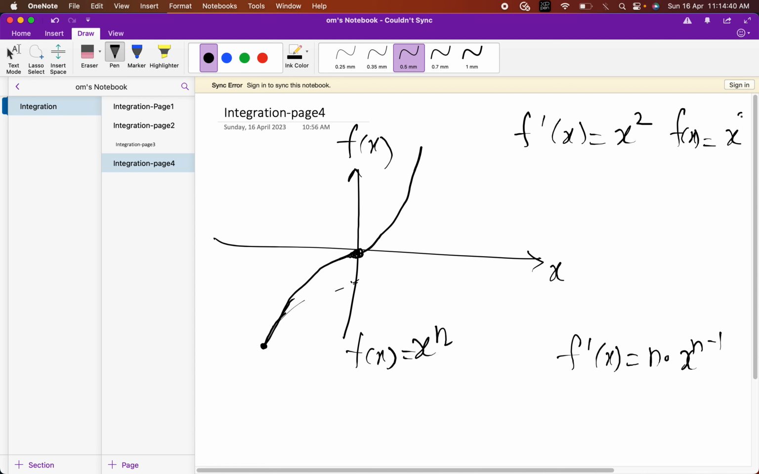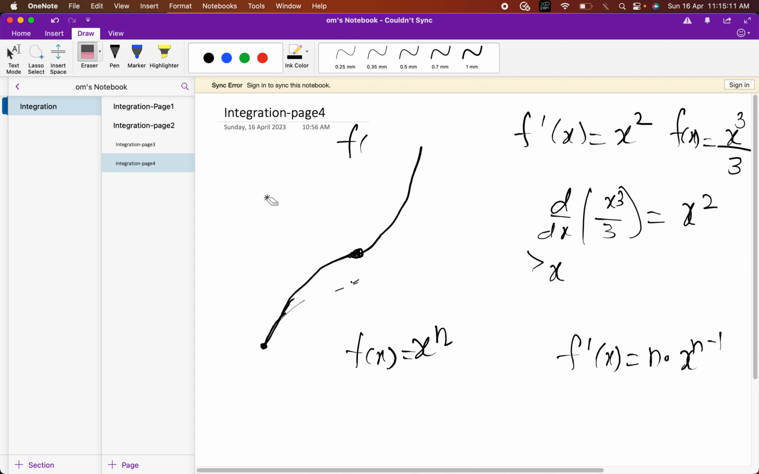Well, x cube will become x square, but it will not become x square, it will become 3x square. So this 3 is additional, so let me divide. If I take the derivative of 1 upon 3 x cube, will I get x square as the derivative? Yes. The derivative of x cube upon 3 is x square. So if the derivative is x square, the function is x cube by 3.